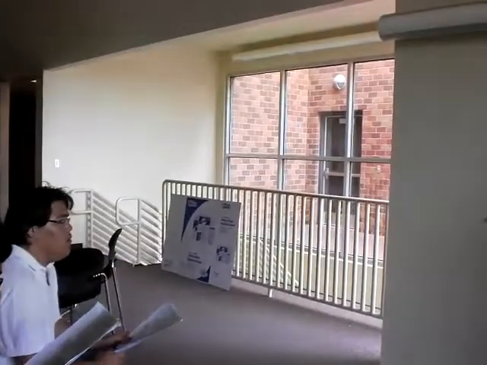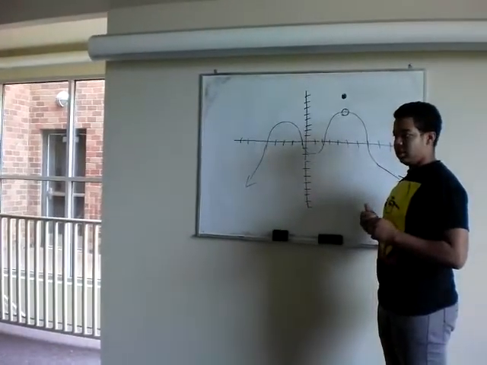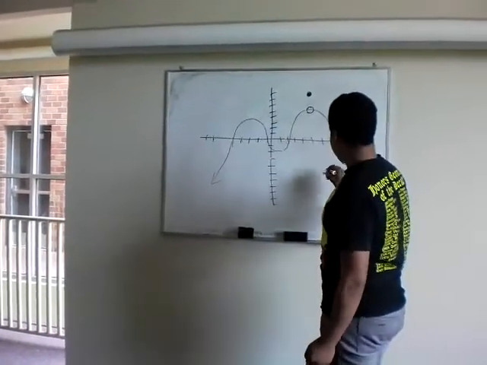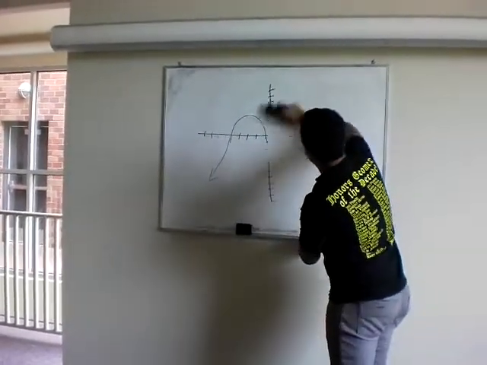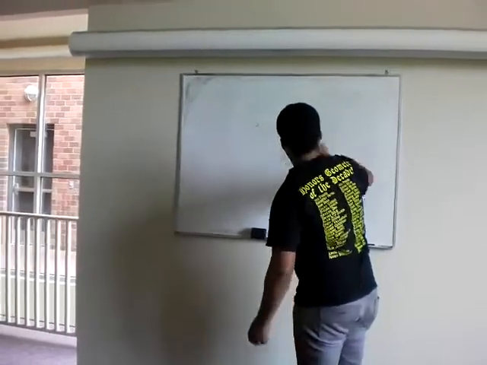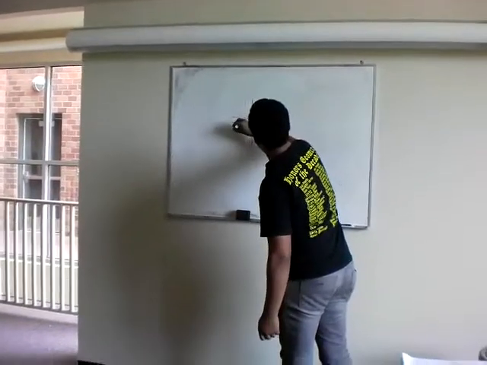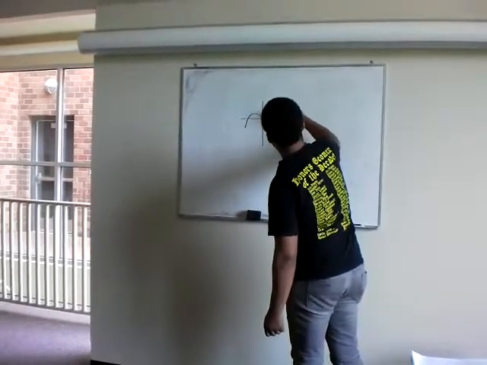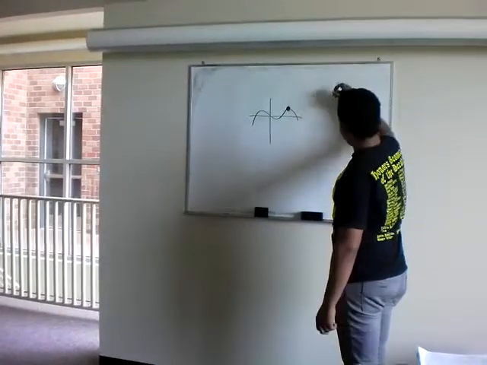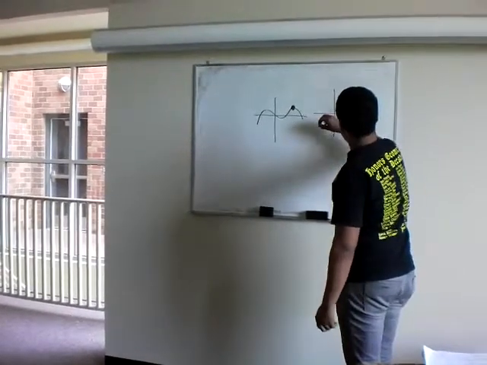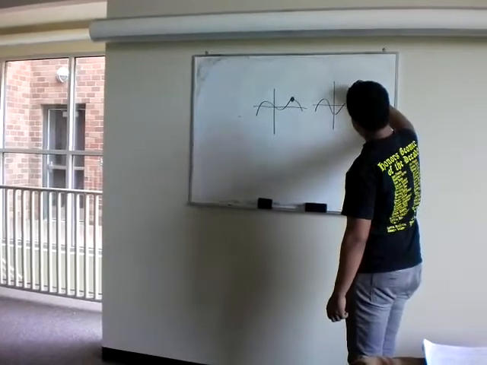Can you draw it? Can I draw it? Like, when the limit and value are the same and when they're different. Okay, so when the limit and the value are the same, this is when the limit and the value are the same right here. This is when the limit and the value are the same. And this is when the limit and the value are different.